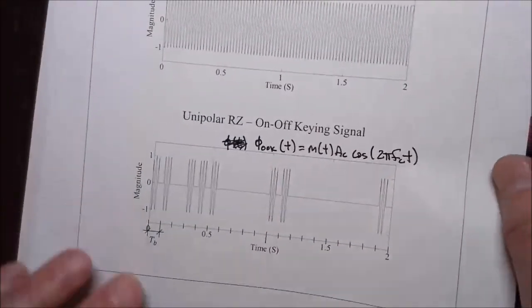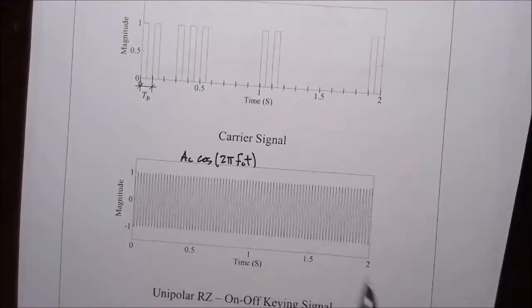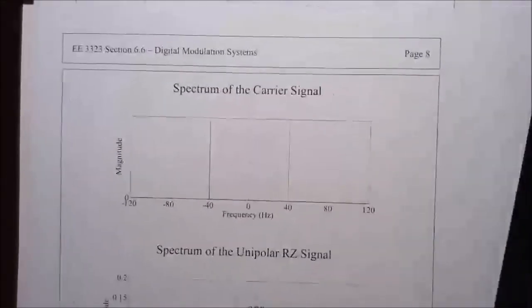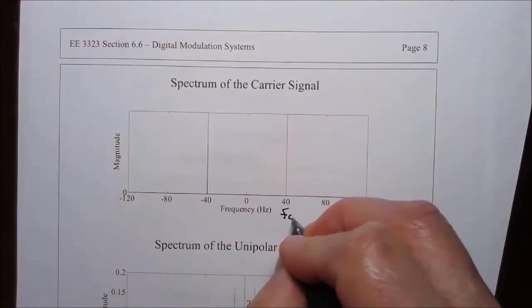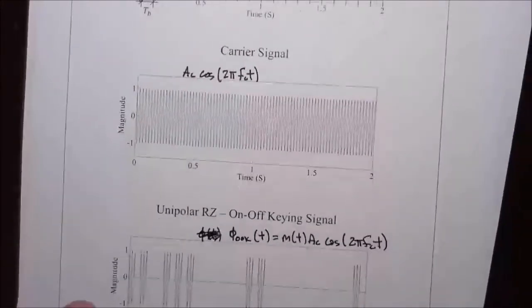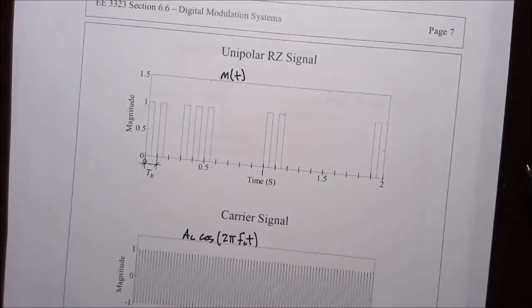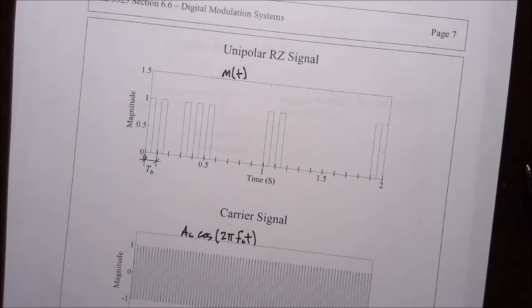Now, if we investigate the spectrum of this signal, again the carrier signal, simply a constant sinusoid, has delta functions at plus and minus the carrier frequency, as we expect. We worked out the power spectral density for the unipolar return to 0. I'm looking for it now. There it is.